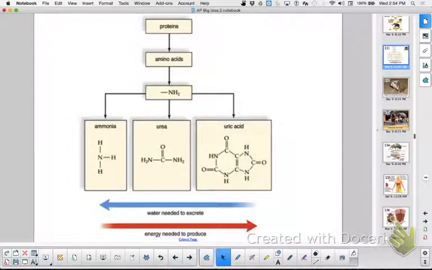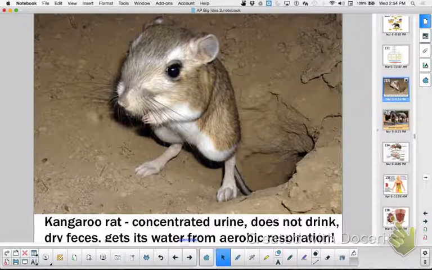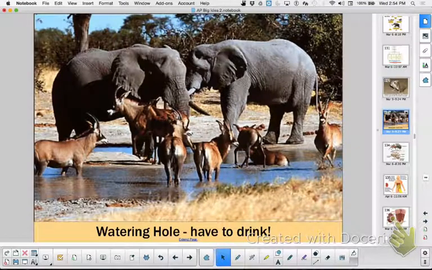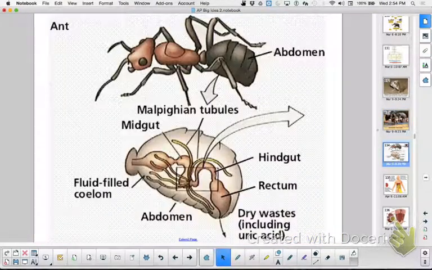But birds will make uric acid, which will be a solid that they can just add to their poop and out their cloaca. Okay? And they'll spend that energy to do that because the trade-off is then they don't have to worry about the water, and especially if you're in an egg. Kangaroo rats, an adaptation they have, they very rarely drink water and they just get all the water they need from cellular respiration, right? Okay, and at the watering hole, we have to drink.